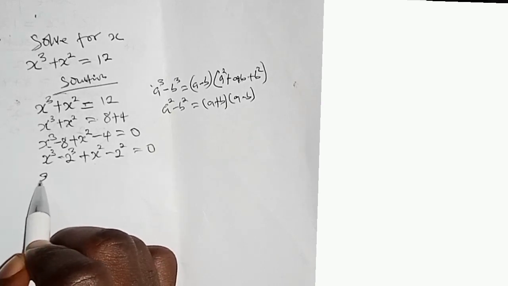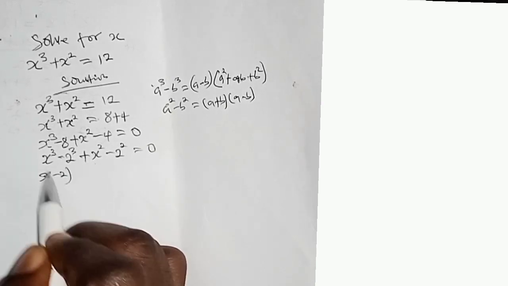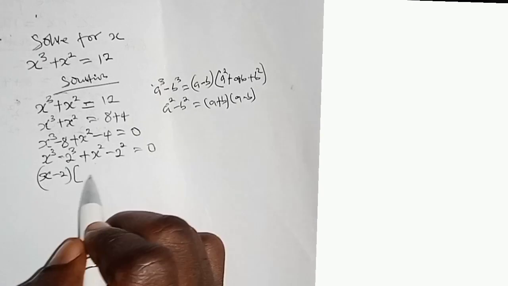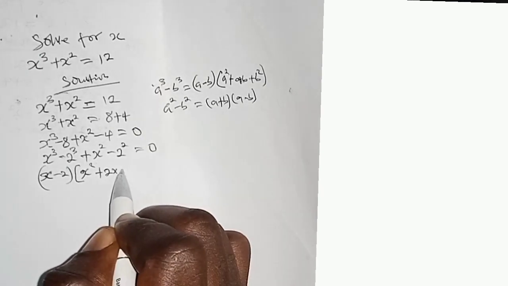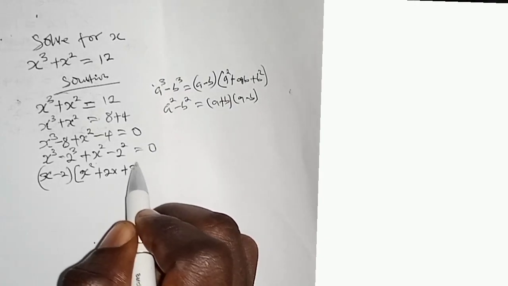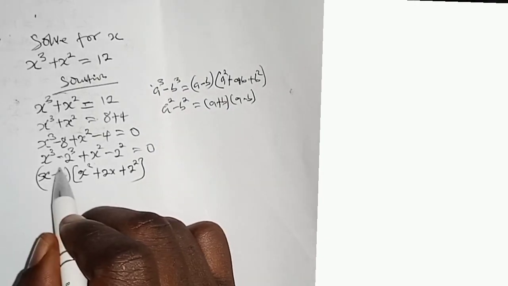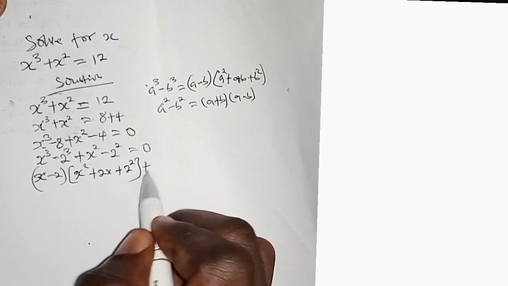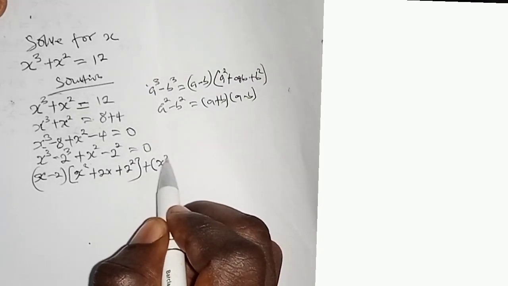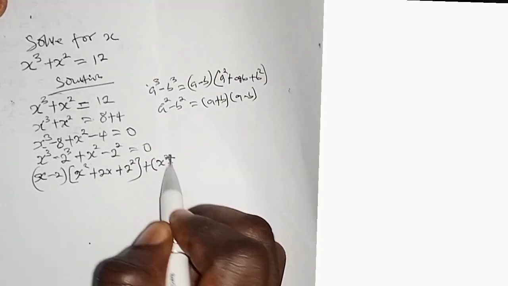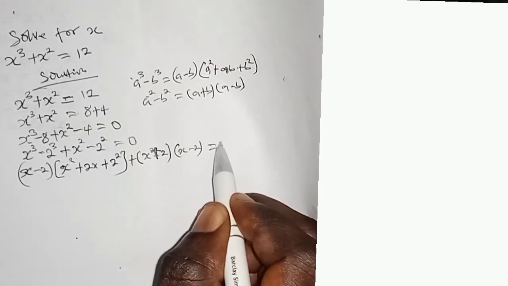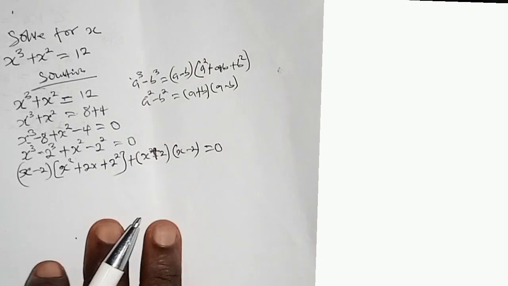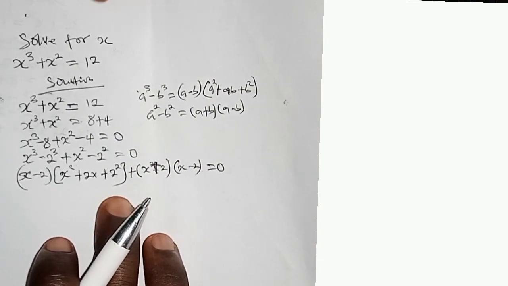I will write this as x minus 2, into, I'll have x squared plus 2x and then plus 2 raised to power 2. That is for this. And then for this one, I'll have plus x plus 2, and then x minus 2, and it is equal to 0. So this is what I have at this point.